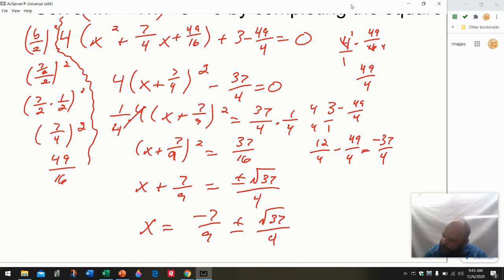And you can leave it like that. You don't need to combine the two fractions.